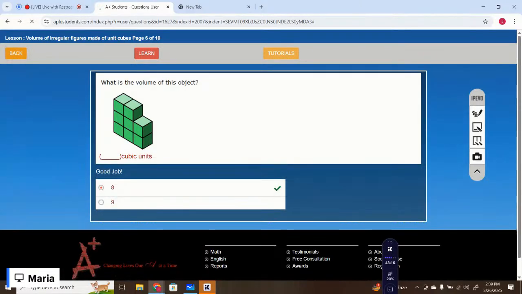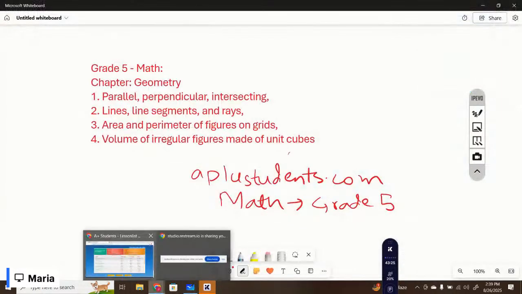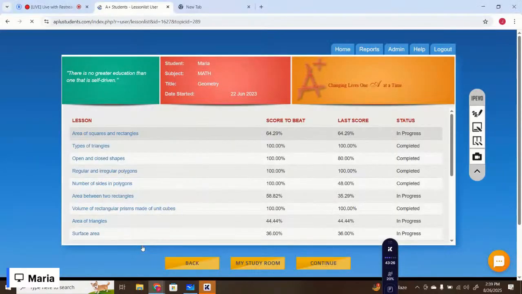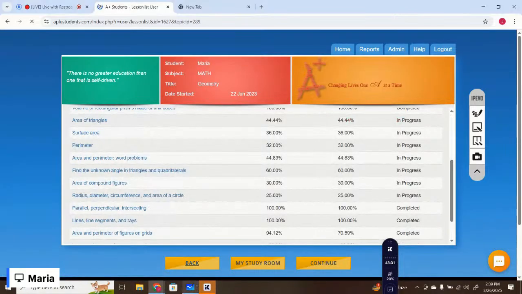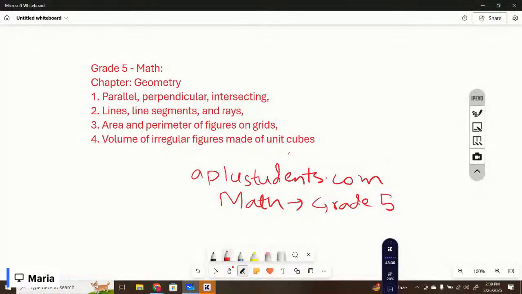Okay, you can complete the lesson by yourself later today. So we were working on grade 5 math. The chapter we were working on is geometry. The lessons we have covered today are parallel lines, lines, line segments and rays, area and perimeter of figures on grids, and volume of irregular figures made of unit cubes.